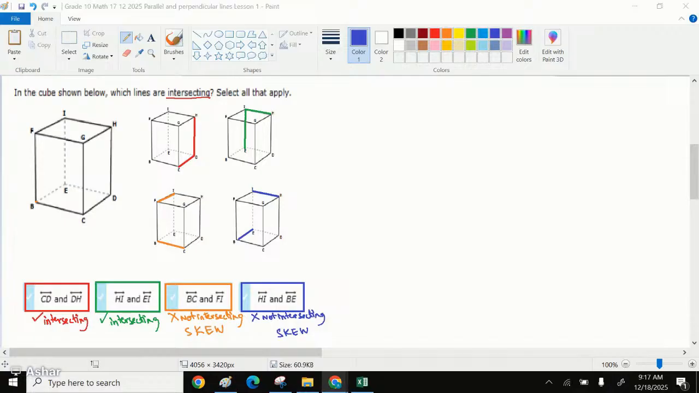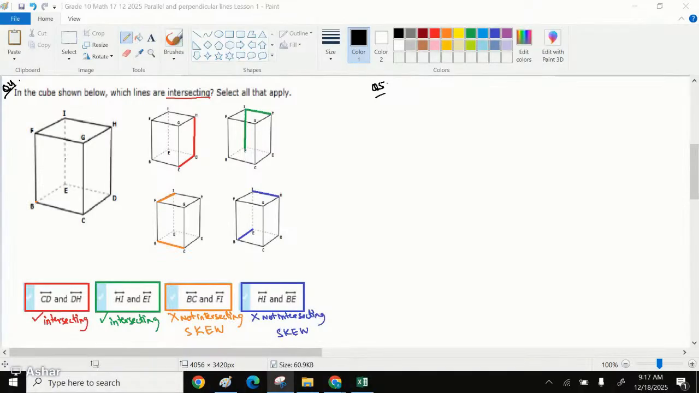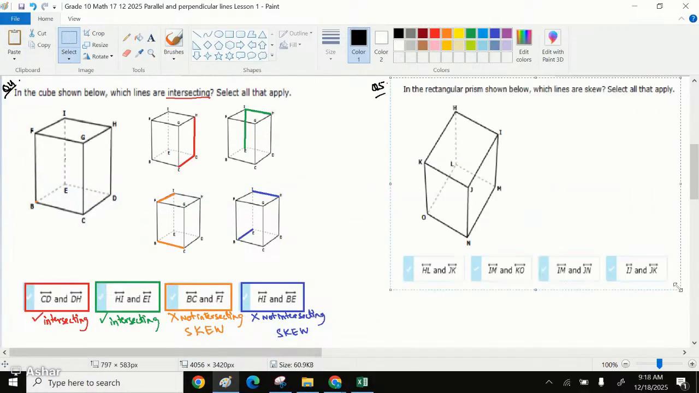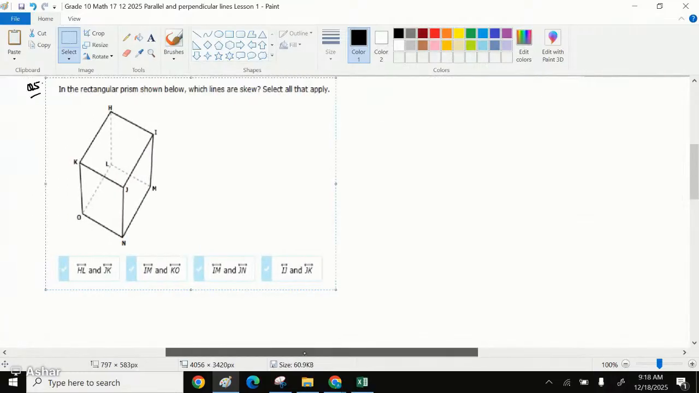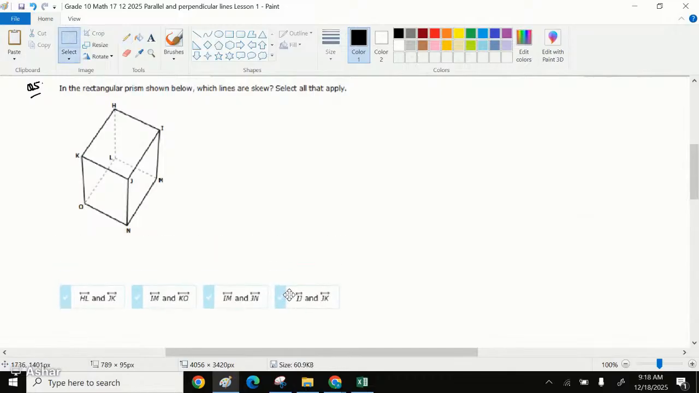So the next question is, let's pick up, this was question number 4. We do question number 5. The next question says there is a rectangle and we need to use the rectangle to find the skew lines. Let's see which lines are skew. Okay, if this is the question, increase the size. And we say which pair of lines will be skew in this case.